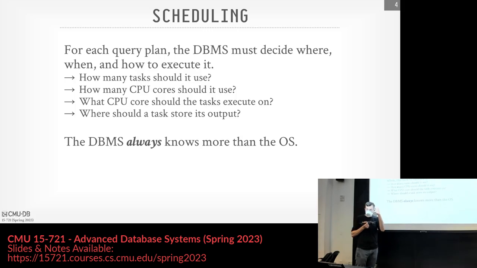Think about it. If I'm executing a query plan, I know I have these tasks, I have these task sets, and these tasks are producing results, and I know who's going to read that result. So I know where to place it and where the next task could read it from. The operating system simply can't know these things.